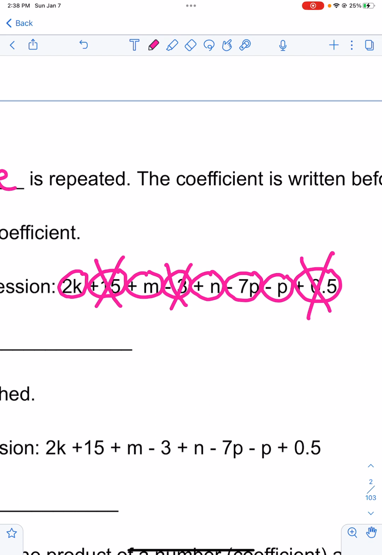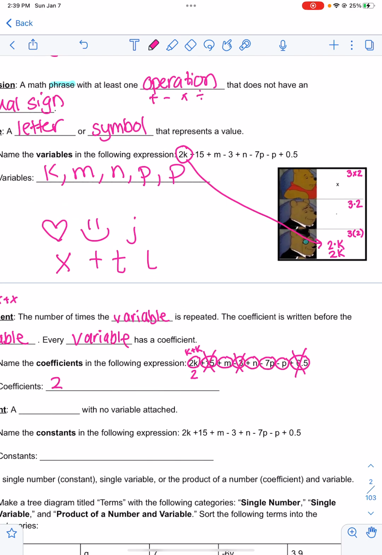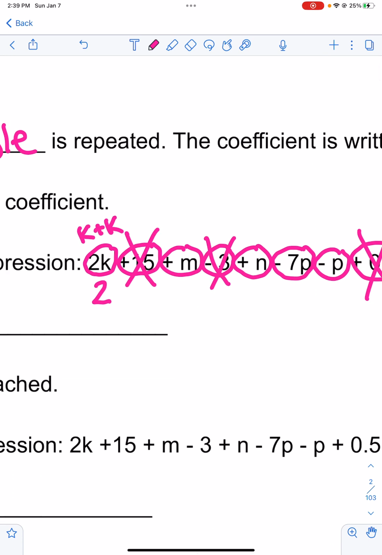All right, on my first one, 2k. This means that there are 2 k's, k plus k, so my coefficient is 2. That's the first answer, 2. Next is m. It doesn't have a number. That means there's just a single m. So the coefficient is 1. Same with n, 1.